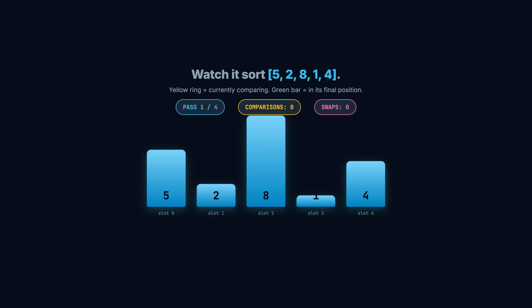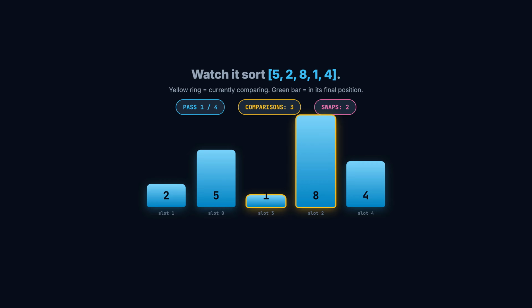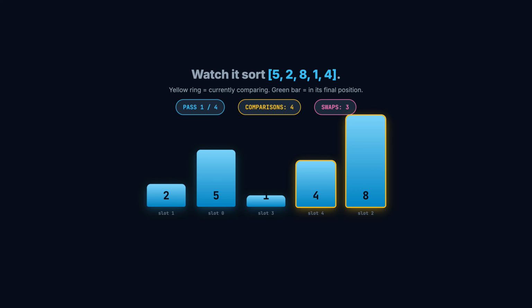5, 2, 8, 1, 4. Pass 1: compare 5 and 2, 5 is bigger, swap. The list is now 2, 5, 8, 1, 4. Compare 5 and 8, 5 is smaller, no swap. Compare 8 and 1, 8 is bigger, swap. The list is 2, 5, 1, 8, 4. Compare 8 and 4, 8 is bigger, swap. The list is 2, 5, 1, 4, 8. End of pass 1. 8 has bubbled to its final spot.